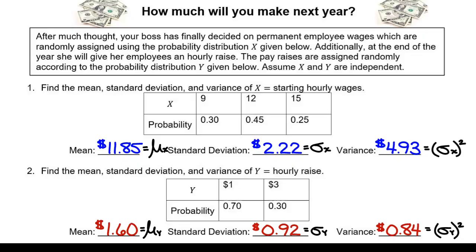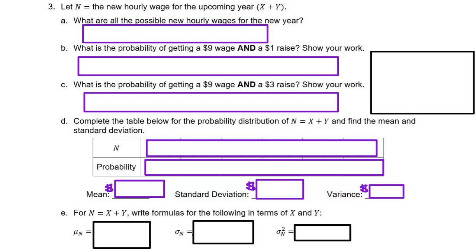All right. Let's go and look at question number 3, which is the rest of the front side. We're going to let N represent the new hourly wage for the upcoming year. So everybody starts with their original base wage of either 9, 12, or 15. And then they're going to get that raise of either $1 or $3. So what are all of the possible wages these employees could be making in the new year?